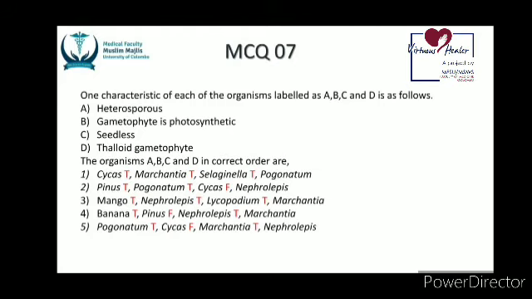Second statement, Nephrolepis. Nephrolepis is an example for a fern, a seedless plant, and it does not have a thalloid gametophyte. Third statement, Marchantia. Now, Marchantia is an example for a liverwort, which is a non-vascular plant, and it has a thalloid gametophyte. So, Marchantia is true. Fourth statement also says Marchantia. The fifth statement says Nephrolepis. We know that Nephrolepis is false and it does not have a thalloid gametophyte.